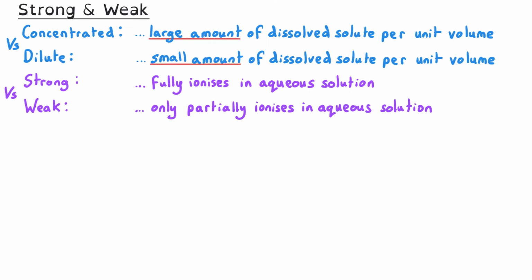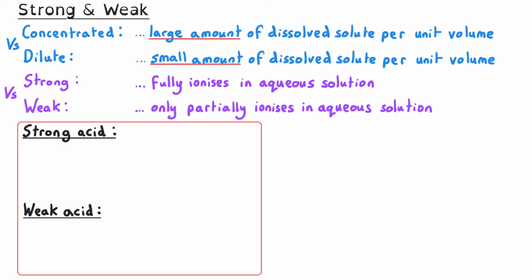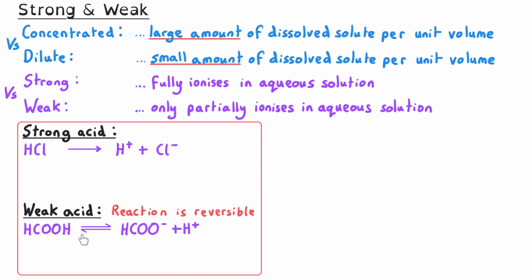A strong acid or base will fully ionize when you put them into water. And so that means that this reaction will go to completion. In contrast, a weak acid or a weak base will only partially ionize when you put it into water. And so that means that this reaction will not go to completion and it will be reversible.